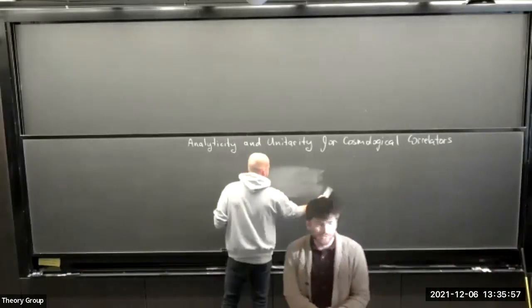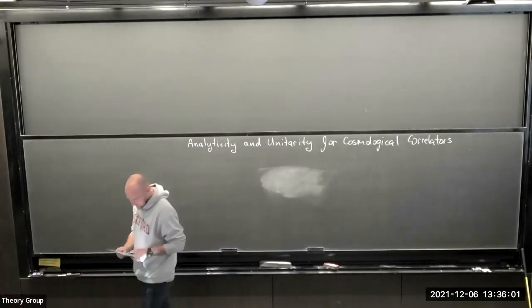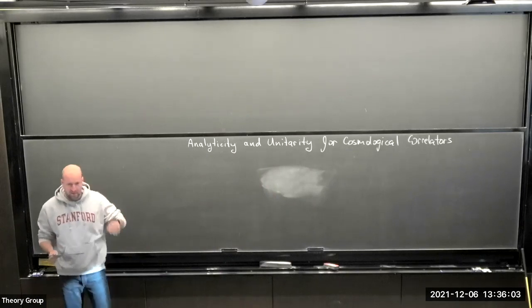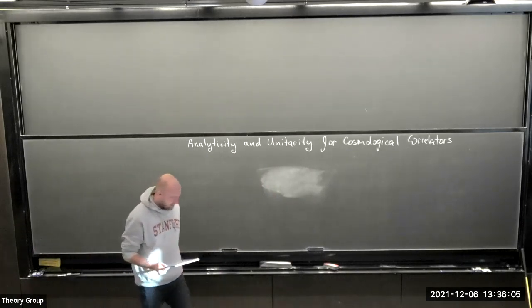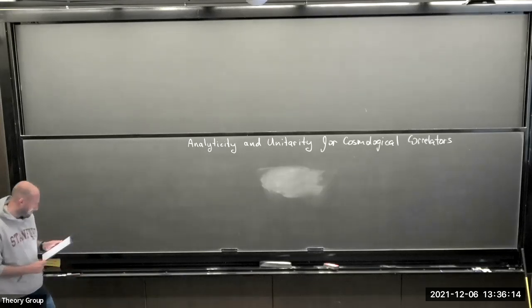Okay, everyone, so we're very happy to have Victor Gorbenko from Stanford today. He's going to tell us a bit about the analyticity and unitarity for cosmological correlators. Hi, thanks, Edward. It's great to be in Chicago in person, especially. It's probably the first seminar I'm giving in the US in person since 2 years ago.